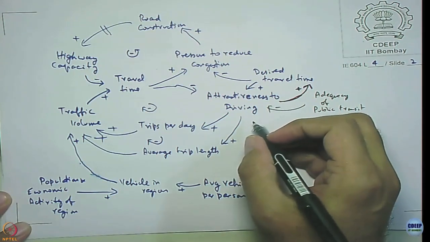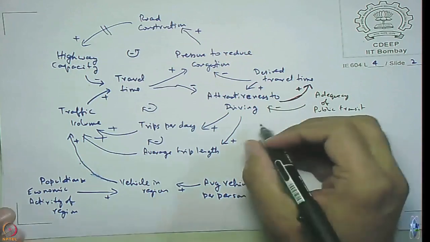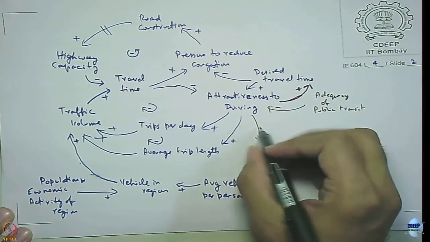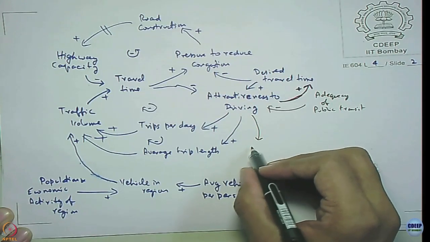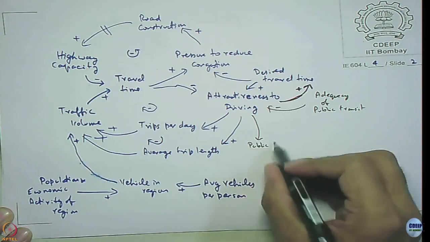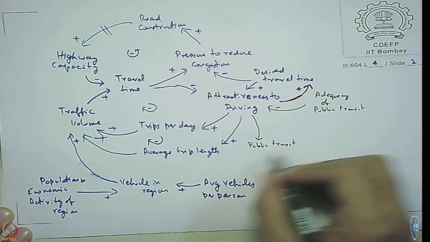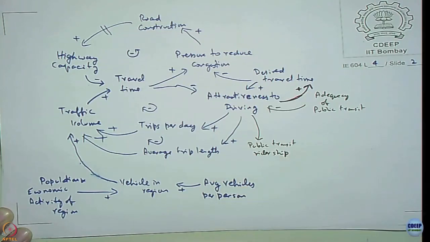And as more people start owning cycles or preferring their own means of transport, maybe you get a better pair of shoes, that is also part of private ownership. So, that can also reduce the public transit ridership.